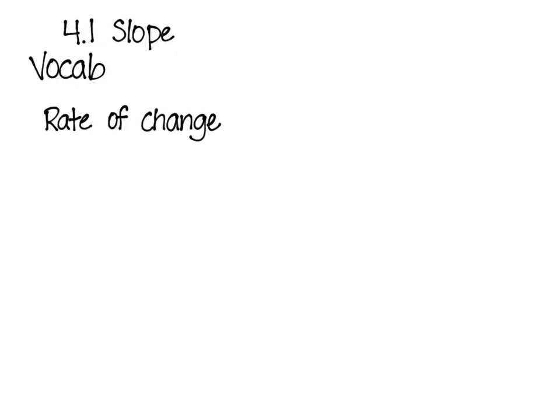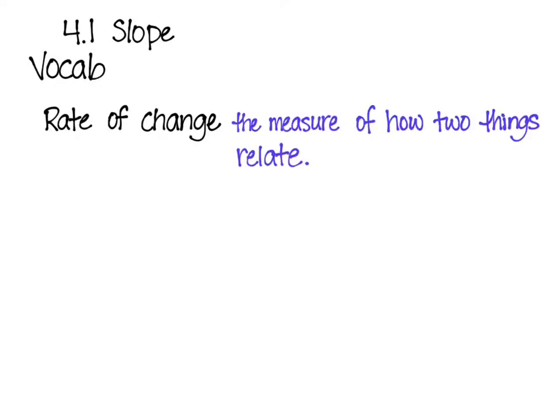This is the lesson for 4.1 in Algebra 1, and this is about slope. So let's go over a little bit of the vocabulary first of all. We're going to talk about rate of change. And rate of change is the measure of how two different kinds of units of measure might relate. We think of it most commonly with time and distance, where we're going to compare things like miles per hour. That's a rate of change.